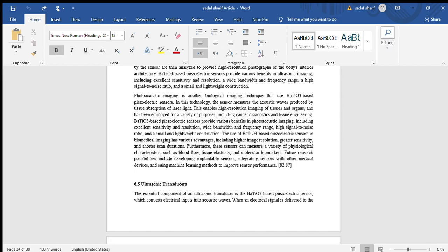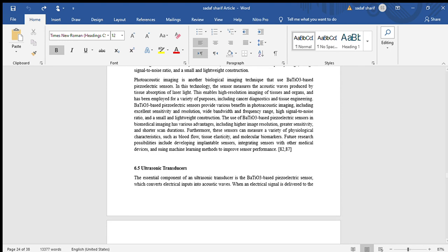Photoacoustic imaging is another biomedical imaging technique that uses barium titanate based piezoelectric sensors. In this technology, the sensors measure the acoustic waves produced by the tissue absorption of laser light. This enables high resolution imaging of tissue and organs and has been employed for a variety of purposes, including cancer diagnostics and tissue engineering.